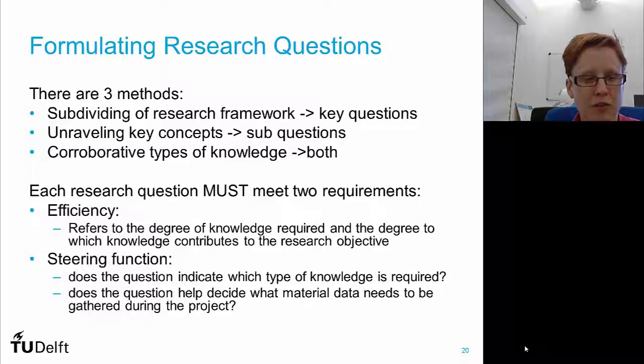It should have an efficiency and a steering function. When I talk about efficiency, that's the degree of knowledge you need and the degree to which the knowledge contributes to the research objective. The steering function is: does the question indicate what type of knowledge is required, and does the question help decide what material data needs to be gathered through the project?